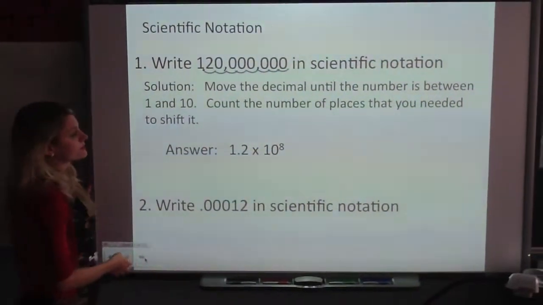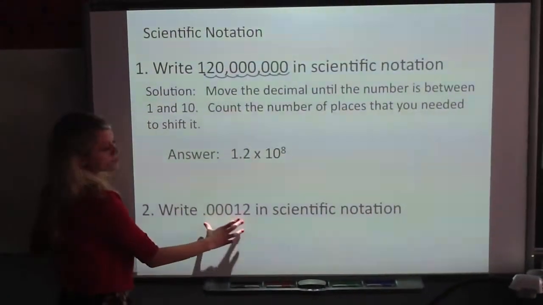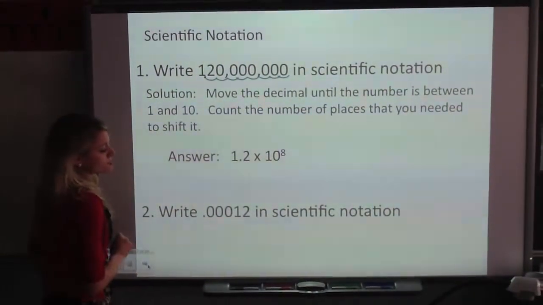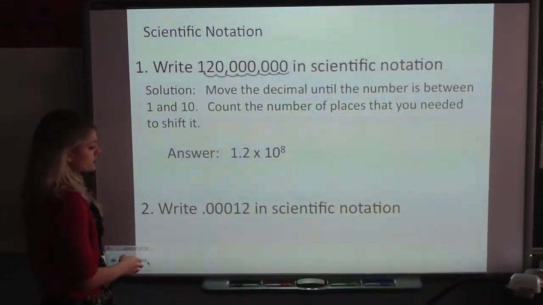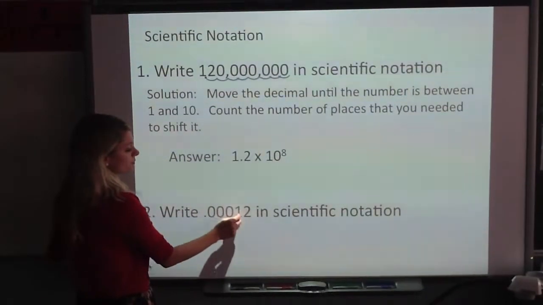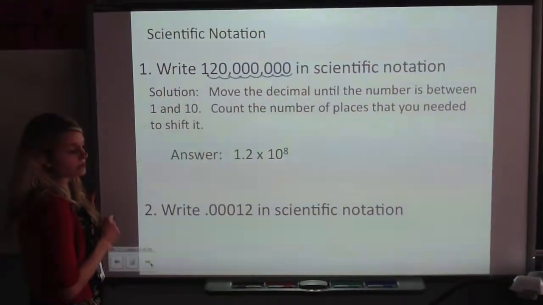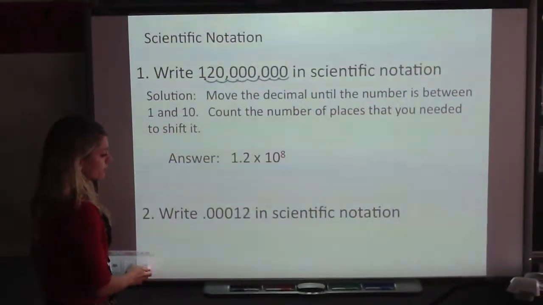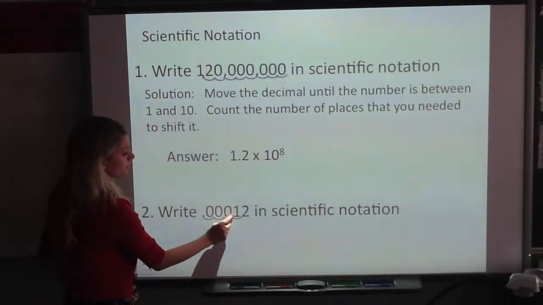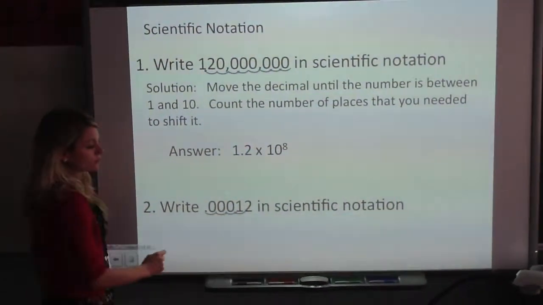Okay, next one. So in this case, we have a really small number that we're trying to turn into scientific notation. So the same idea applies. We're going to ask ourselves, how many times do I need to move this decimal point so that my number is between 1 and 10? So I can count over 1, 2, 3, 4. I had to move my number 4 spaces.